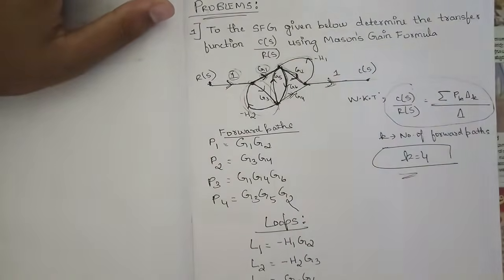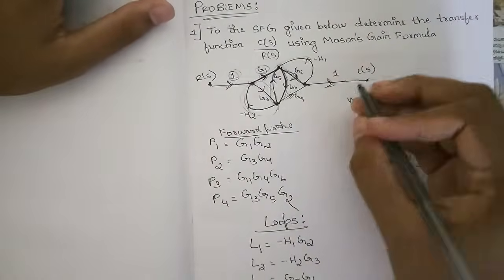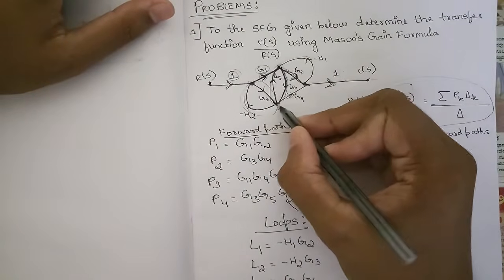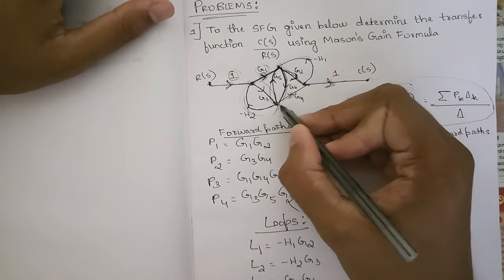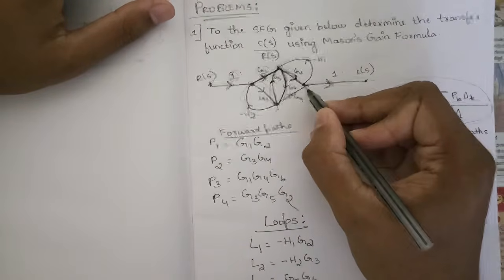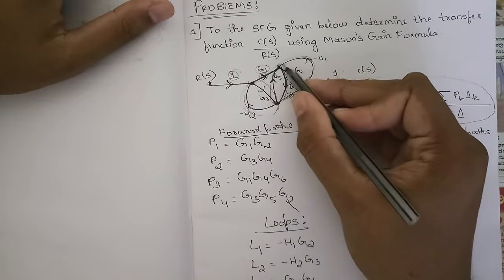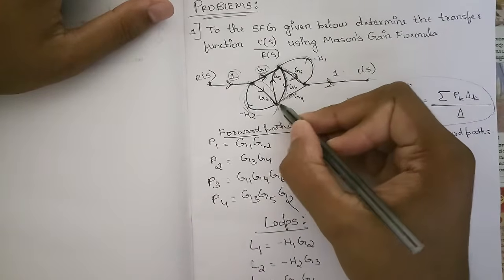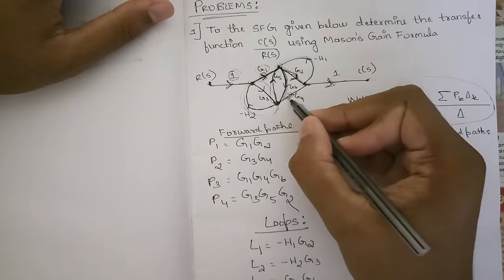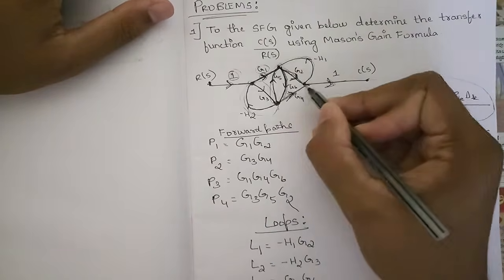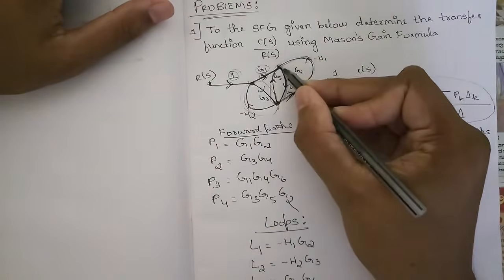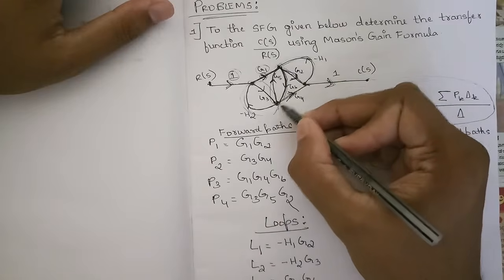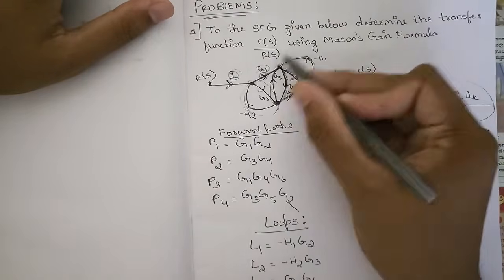So similarly we have one more loop here, which starts from here, G4 H1 G6, right? See this point here, from this point it starts G4 in this direction, H1 and G6, and again it reaches the same node. Okay, so that's a loop again.